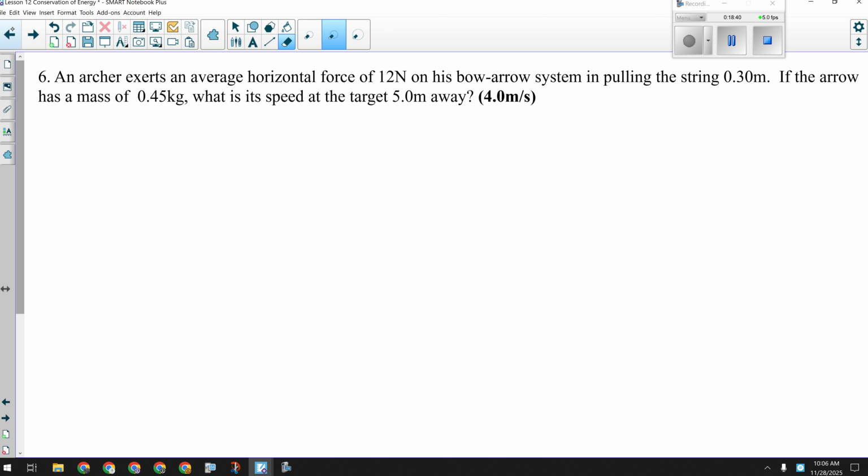I should have tried that one. We are going to assume for this that the arrow doesn't drop. We're just going to assume that it goes straight. Okay, so it's not a projectile question.